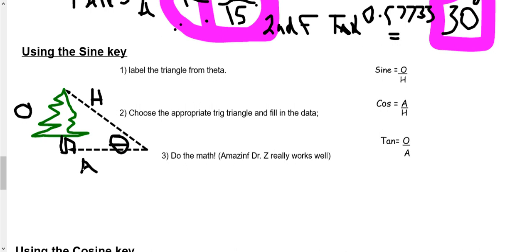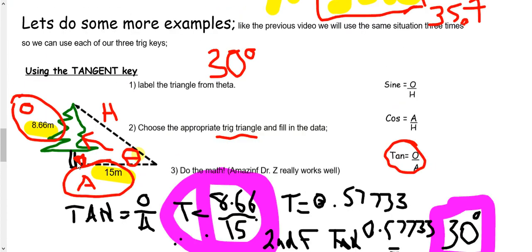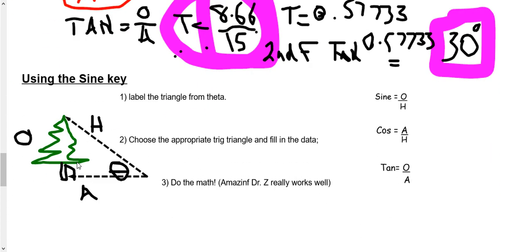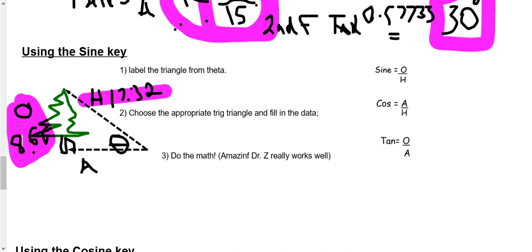Okay? Now we want the trig triangle and the data. Well, the thing is, I didn't get the, oh, sorry, folks, I didn't get the data in there. What we're going to do, let's just add it. So this is 17.32. We know that from our other video, okay, 17.32. And we know that this was 8.66. Okay, sorry about that. So what we've got now is information for our hypotenuse, and information for opposite.